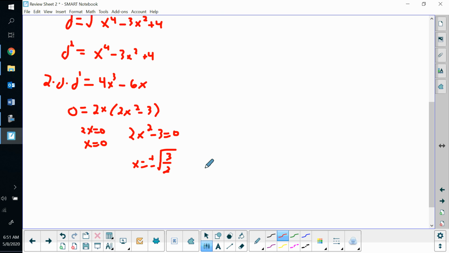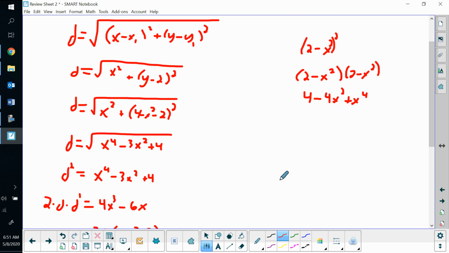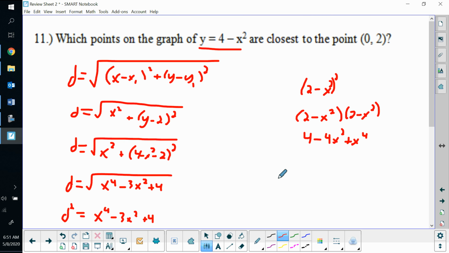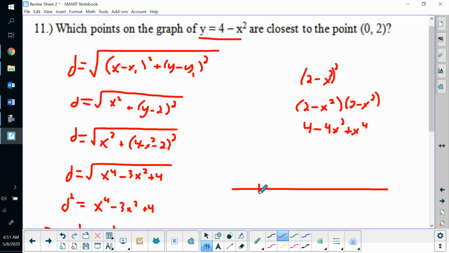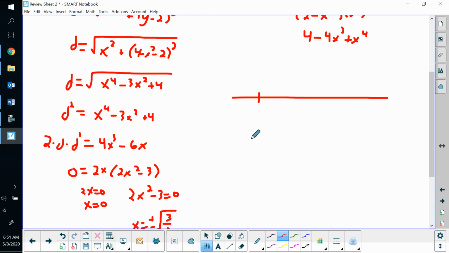Now, in an optimization problem, if you only get one answer that makes sense, you can assume that is your correct answer, the maximum or the minimum, whatever you're looking for. So, because we didn't get one answer, we've got to do our number line. And again, you only have to do the number line if you're getting more than one answer that could possibly make sense. So we've got our minus square root of 3 over 2. We've got 0. We've got positive square root of 3 over 2.